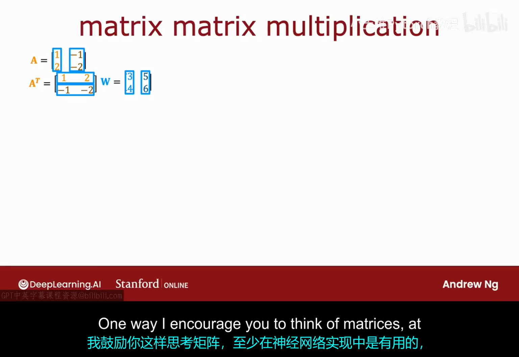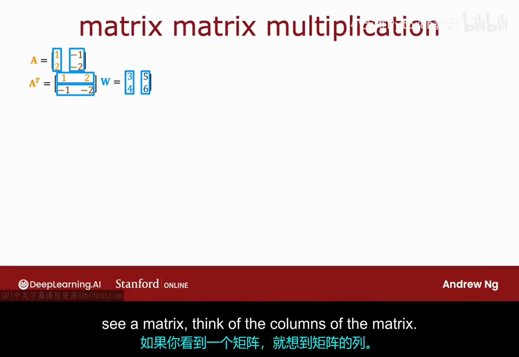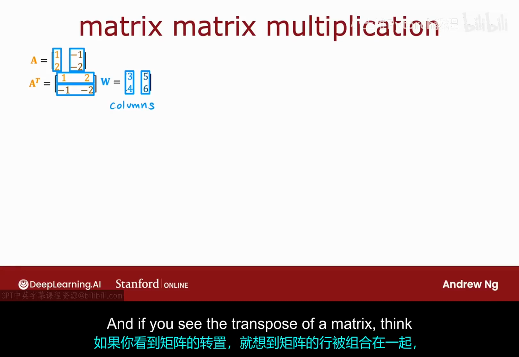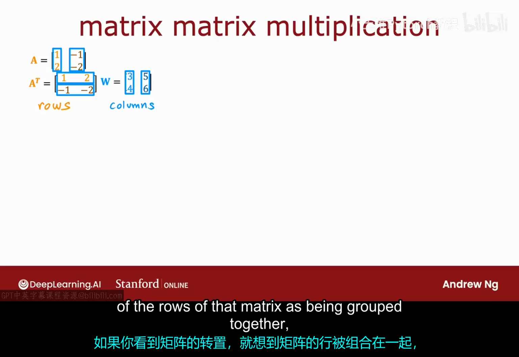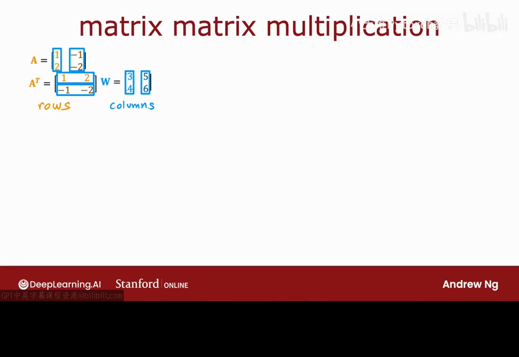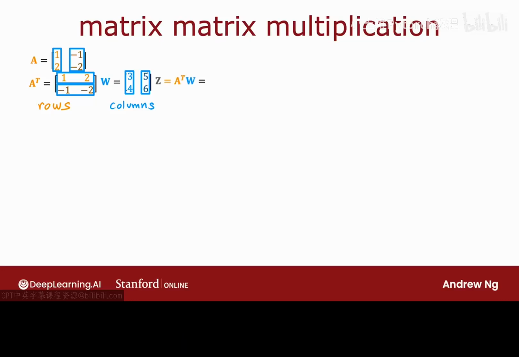One way I encourage you to think of matrices, at least that's useful for neural network implementations, is if you see a matrix, think of the columns of the matrix. And if you see the transpose of a matrix, think of the rows of that matrix as being grouped together, as illustrated here with A and A transpose, as well as W. And now, let me show you how to multiply A transpose and W.